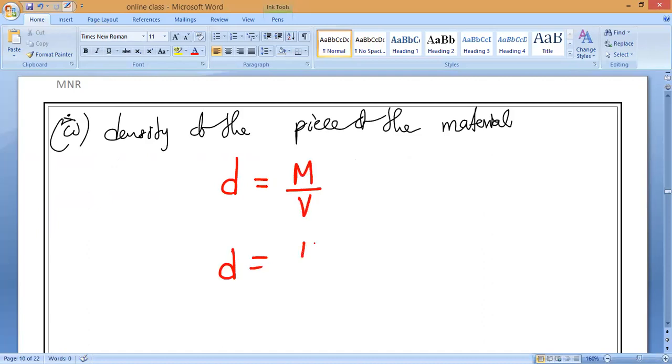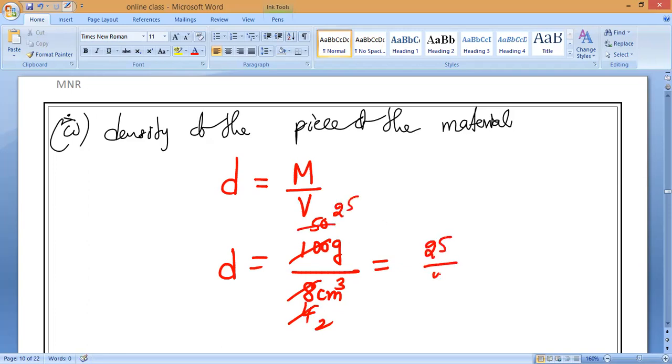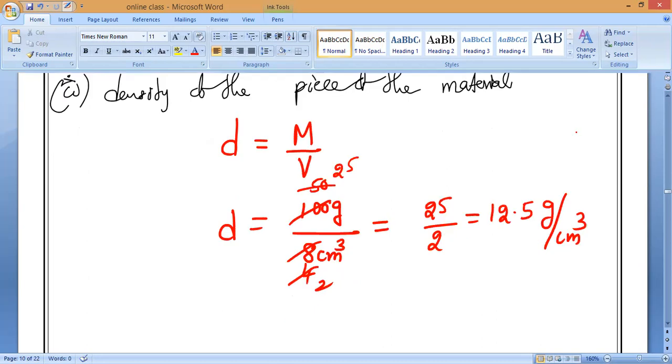What is the mass of the given solid? 100 grams. We got 8 cubic centimeter. Solve this one and tell me how much it will come. 2 50s are, 2 4s are, 2 2s are, 2 25s are. So 25 by 2, how much is it? 12.5 gram per cubic centimeter density. Any doubt? Anybody can ask. Are you clear?